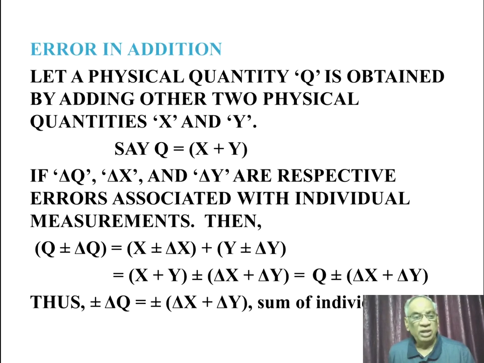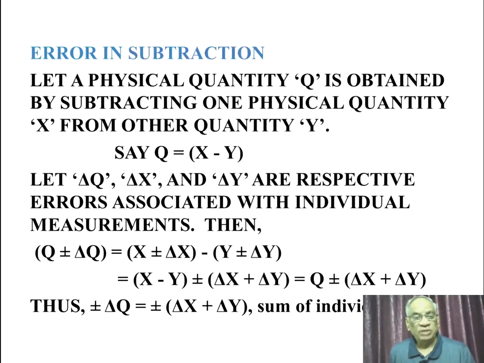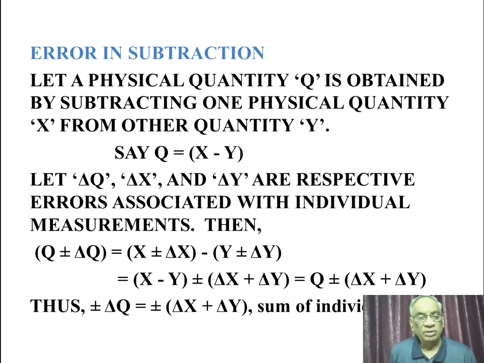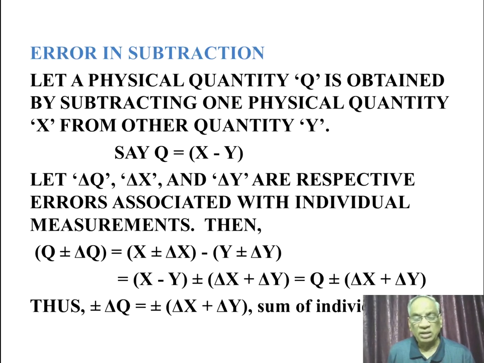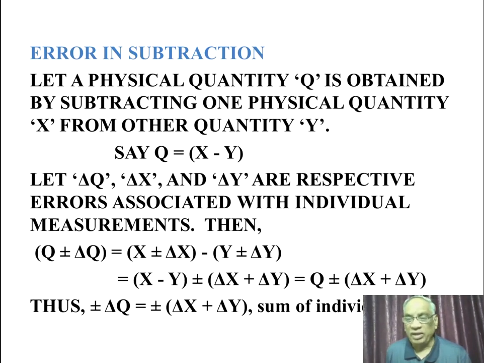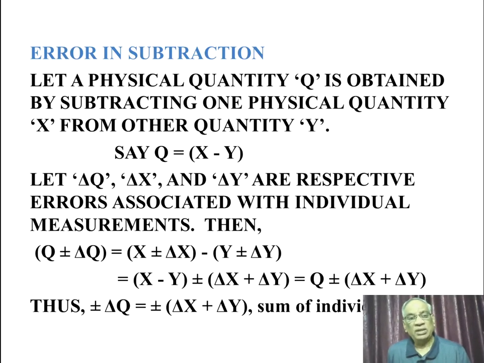Similarly, if you see errors in subtraction, then say q is equal to x minus y, then also q plus or minus delta q is equal to x plus or minus delta x, that is the x term, minus y plus or minus delta y, that is the y term. Again q gets cancelled, and plus or minus delta q is equal to plus or minus delta x plus delta y. Again the error in q is the sum of individual errors associated with the measurement of x and y.